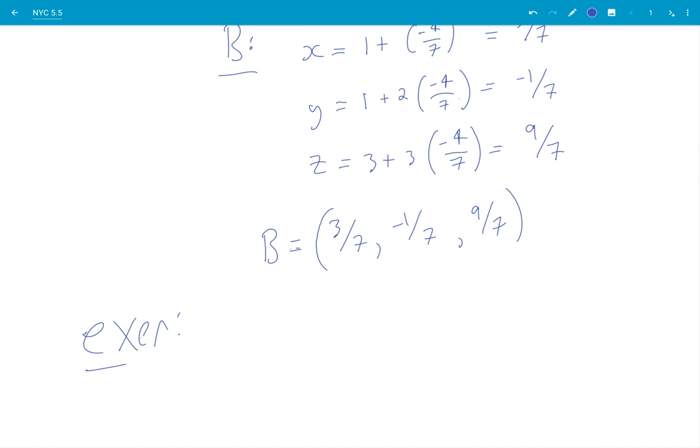As an exercise, redo this example and try to use projections. Notice I avoided using projections altogether here. Why don't you try using projections? See if you can come up with this point B.